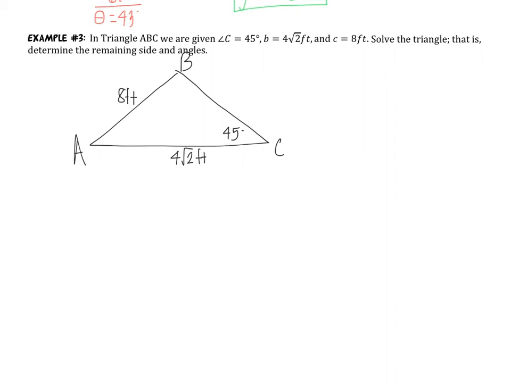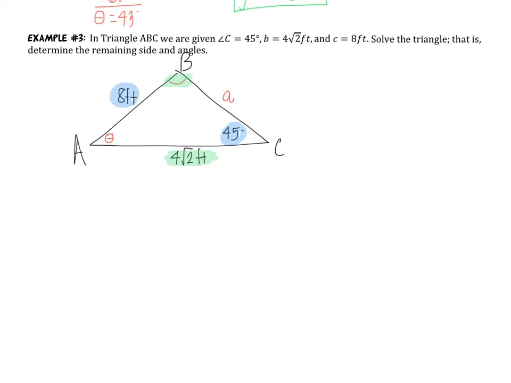Okay, so we need to find little a, I'm going to put it in red, that side length. We need to find angle A, and we need to find angle B. So I'm just putting it in red so I know what I need to find. Now, what is great is that we have right here 45 degrees and 8. That's opposite of each other. We also have 4 root 2, which is opposite of angle B. So, law of sines falls into place here as well.